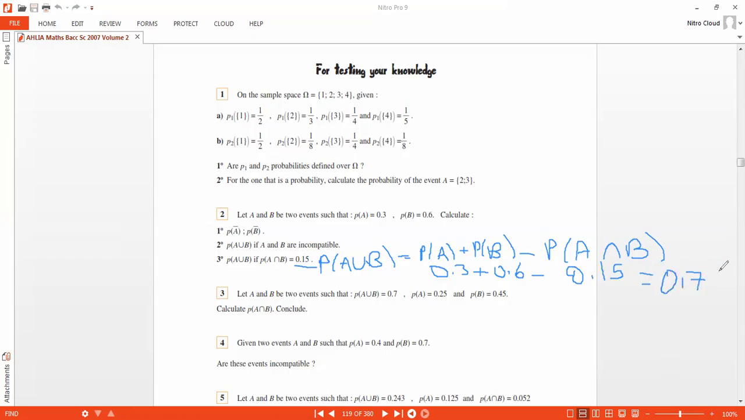So this is one of the exercises that I'm going to solve next week. Of course, we are going to solve a lot of exercises, okay?